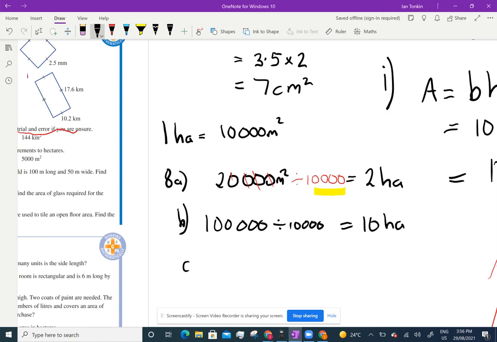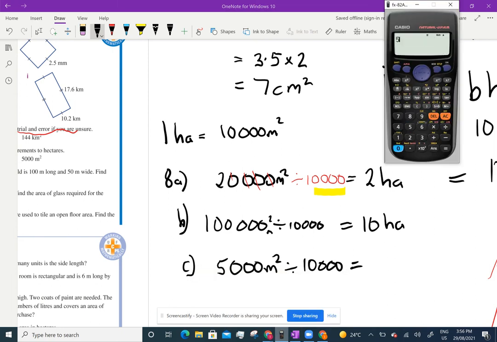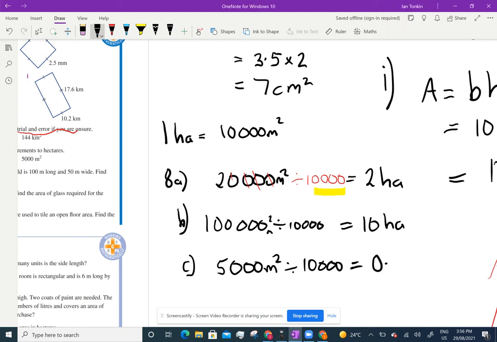The last one, it's 5,000. That's not quite a hectare. I should put meters squared in here. So if I divide by 10,000, let's see what it gives me. 5,000 divided by 10,000, 0.5, or half of a hectare. I'll accept either 0.5 of a hectare. I'll even accept half a hectare. They're the same thing.